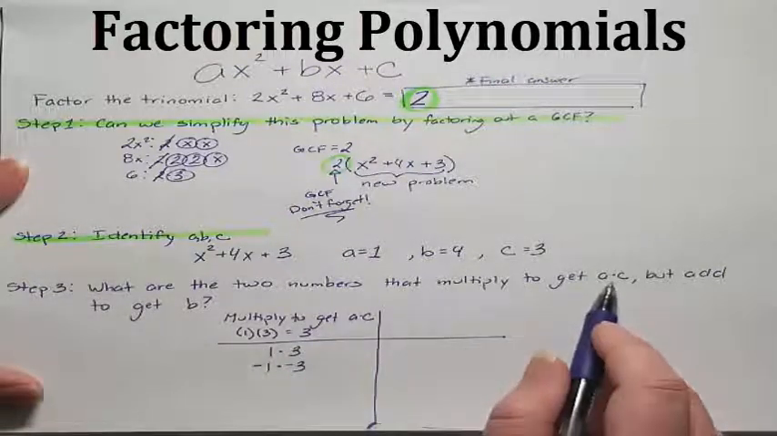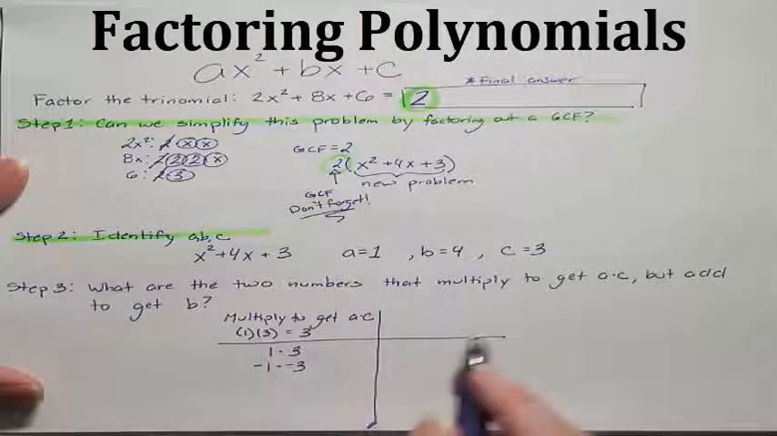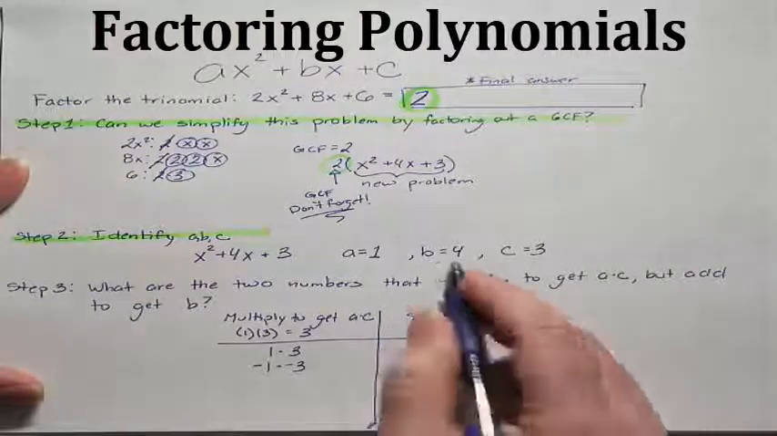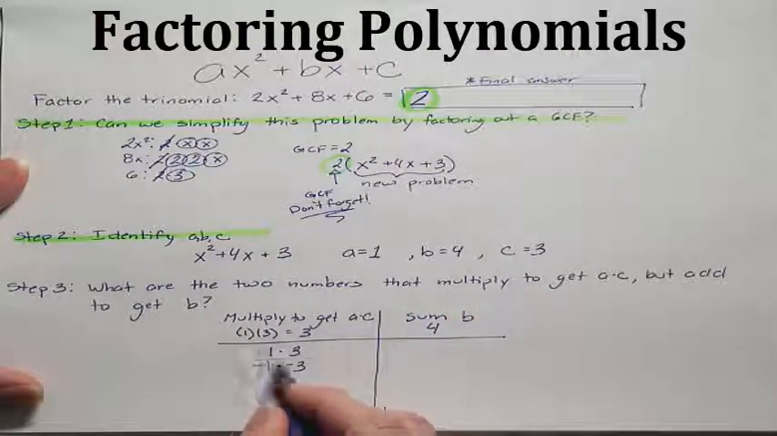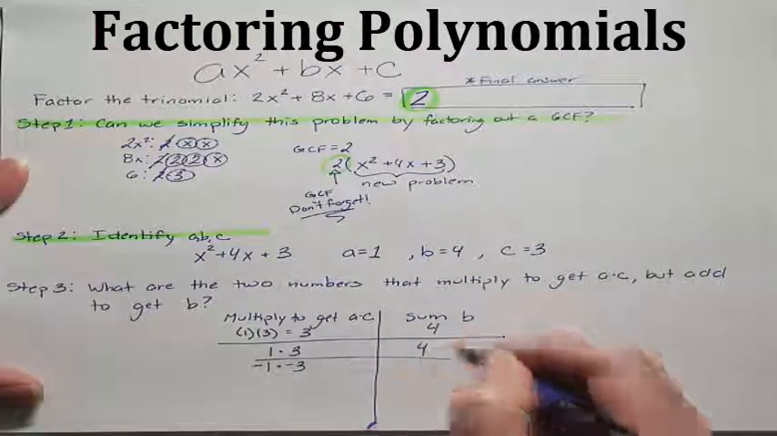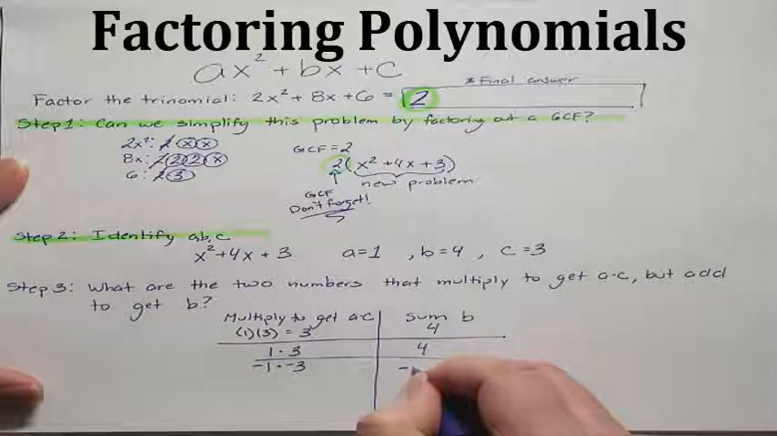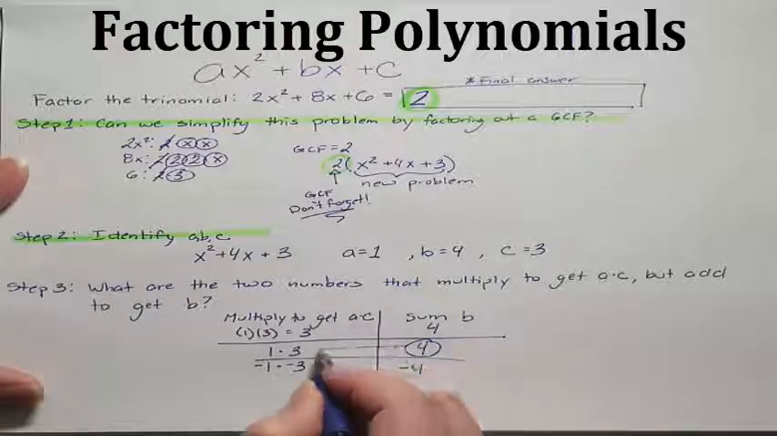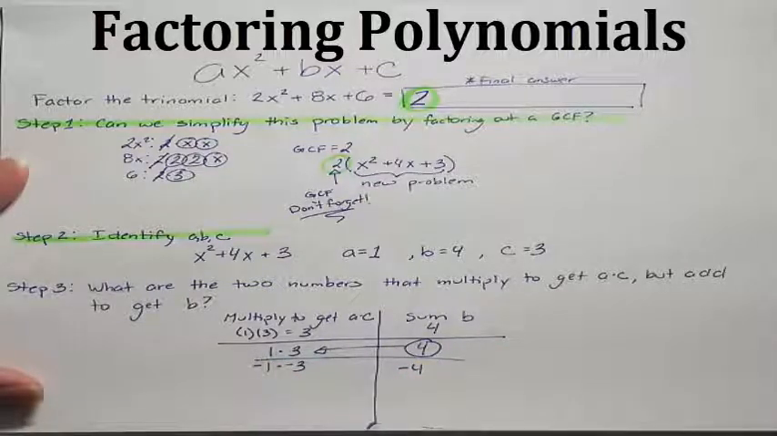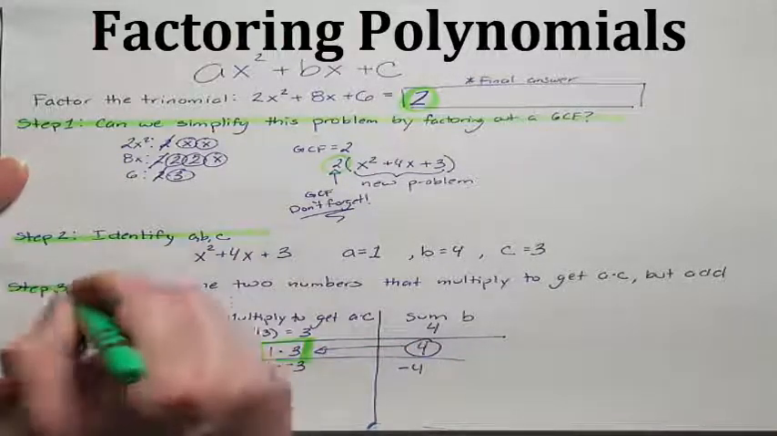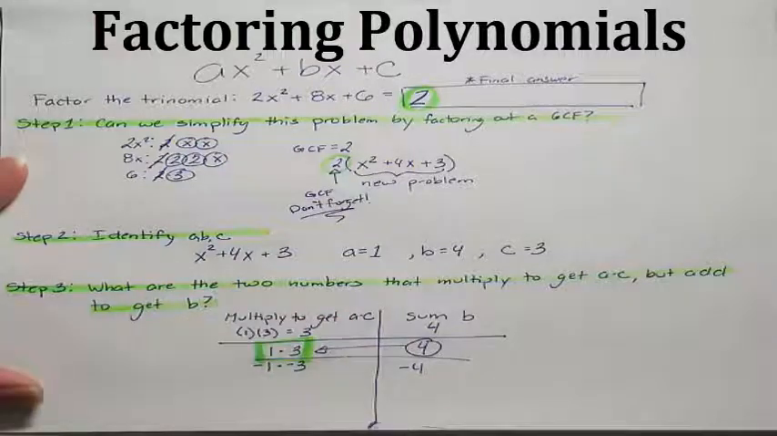So of the 2 ways to multiply together to get A times C, which of these actually give me a sum of B? And you said B was 4. So I've got 2 different ways. One of these needs to add up to a positive 4. So 1 and 3 add up to 4. A negative 1 and a negative 3 add up to a negative 4. So I was supposed to find a positive 4. There's my positive 4, which means the 2 numbers that I am looking for are a positive 1 and a positive 3. So step number 3 was try and find what do you multiply to get A times C and who adds up to B.